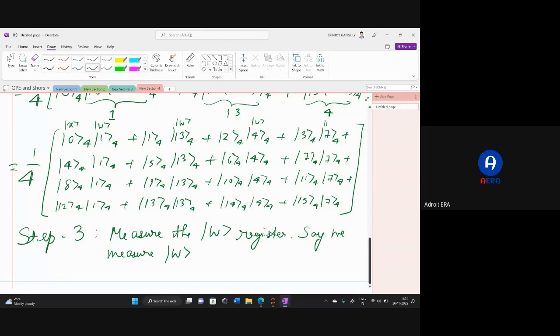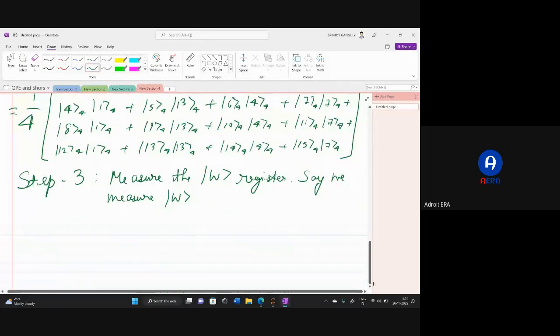So out of those 4, any one of them is going to be measured. Any one of them is going to be collapsed. Let's say we measure ket W and it collapses to this state. Let's say 7. You can take any other example also. It can be 1, it can be 13, it can be 4. But let's say it's 7. You can take 13 also, it's fine. Anyways, it is collapsed now after taking measurement, and we are now only going to deal with the first register.